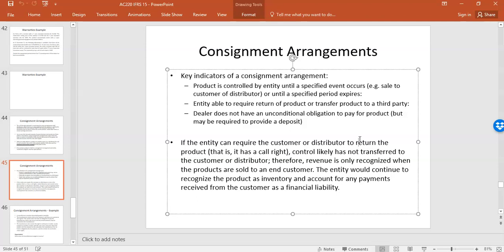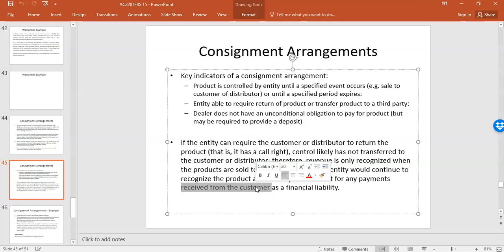So that means you shouldn't recognize the sale. Right? So if the entity can require the customer or distributor to return the product, what we often call a call right, control is probably not transferred. And in that case, it would be wrong to recognize revenue. What should be done is you leave it as inventory. And if you have received any money from the customer, for example, a down payment, that down payment will be recognized as a liability. Much the same as where Ryanair have unearned income, you can only recognize it when you earn it.